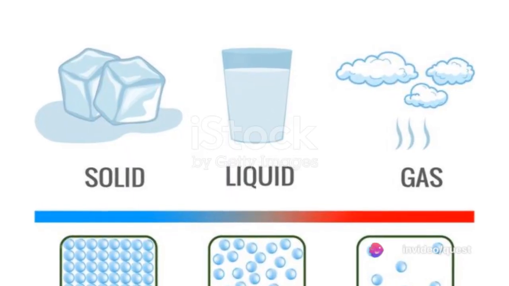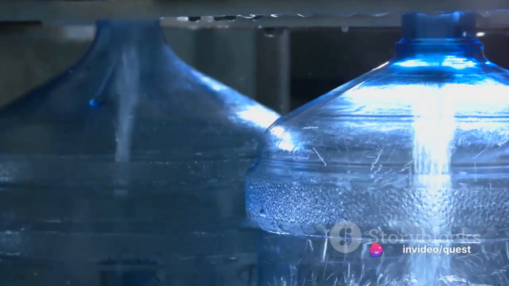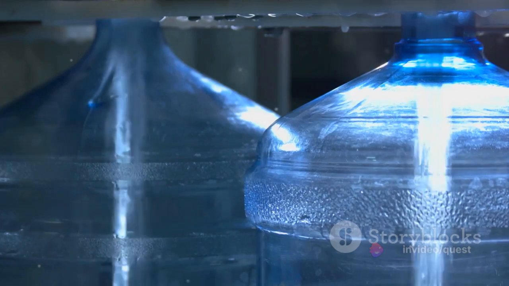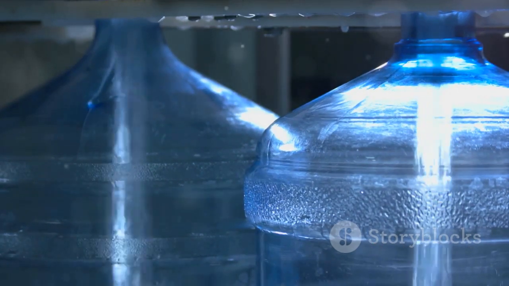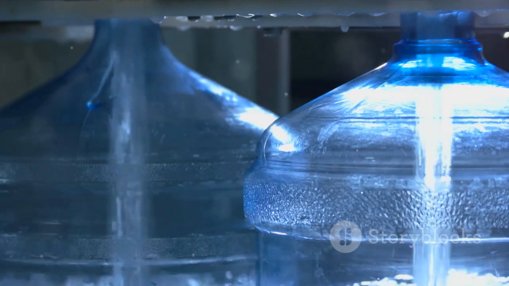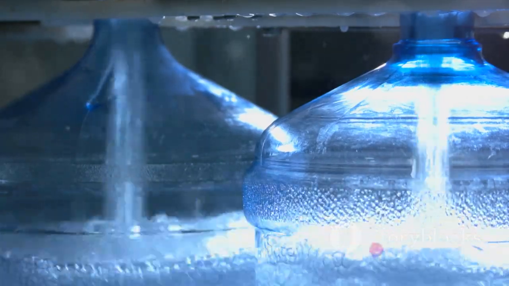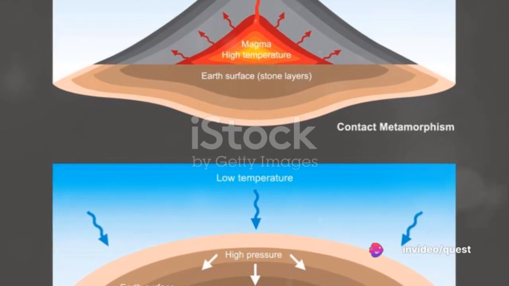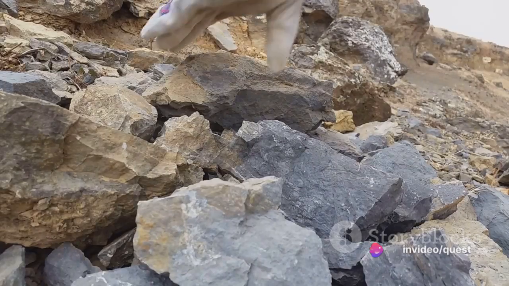A phase, in simple terms, is a physically distinct, homogeneous part of the system. In our everyday life, for instance, we encounter water in 3 different phases: solid, ice; liquid, water; and gas, steam. Each of these is a separate phase, yet they all consist of the same single component, H2O.